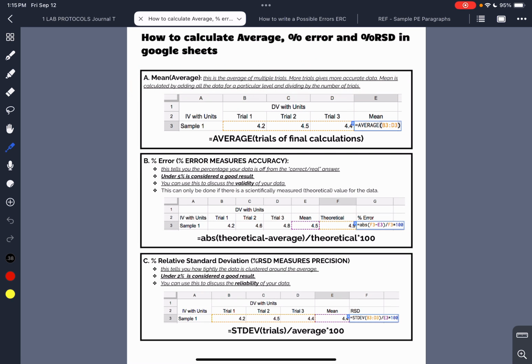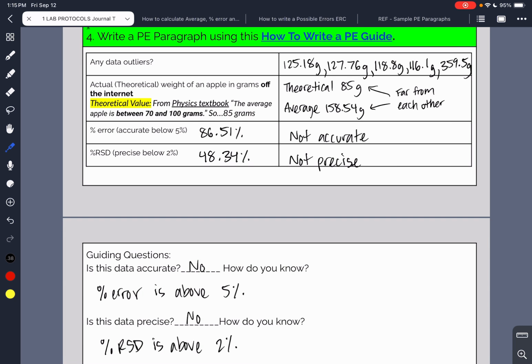This sheet, how to calculate average percent error and percent RSD, is also helpful because it actually tells you what each of these values means. Our percent error is telling us about accuracy, how close our average is to the correct or theoretical value, and it should be under 5% in order to be a good result. Our percent RSD measures precision. So this is telling us how close our data points are to each other, and under 2% is considered good. Percent RSD tells us about the reliability of our data, and percent error tells us whether our data is valid. So we'll be referring to that as we move through this.